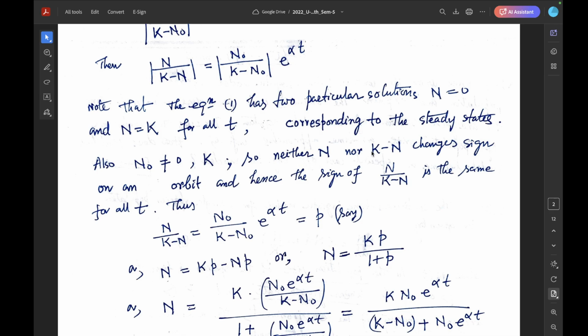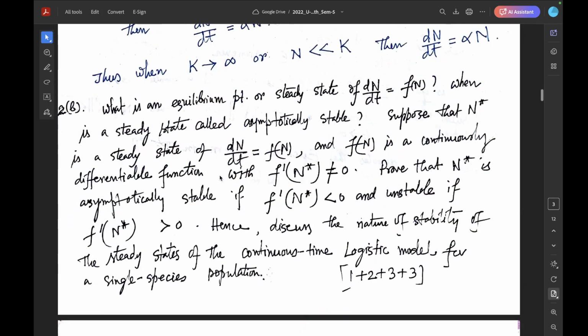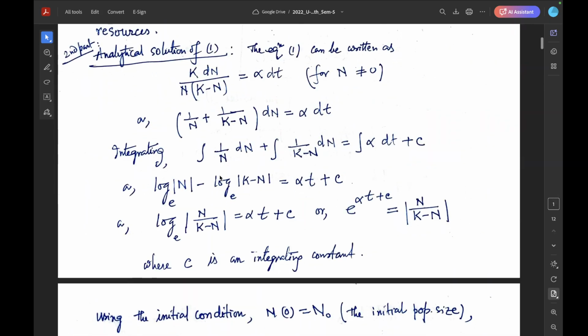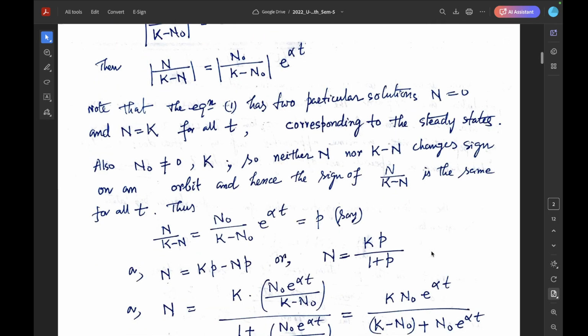Neither N nor K - N changes the sign on an orbit, because the initial population size is not equal to 0 and not equal to K. So N and K - N have the same sign for all time.